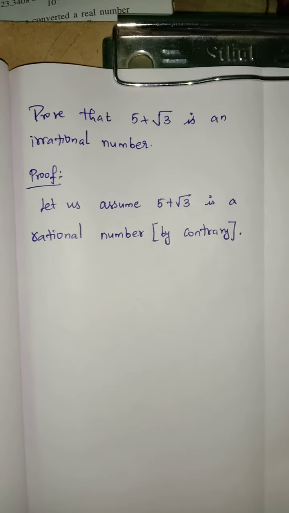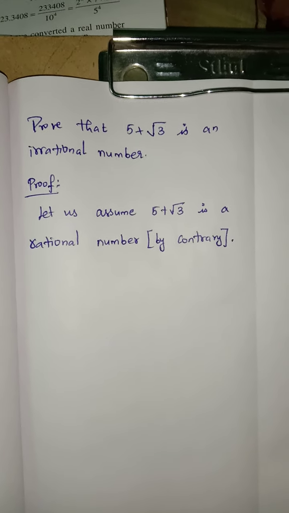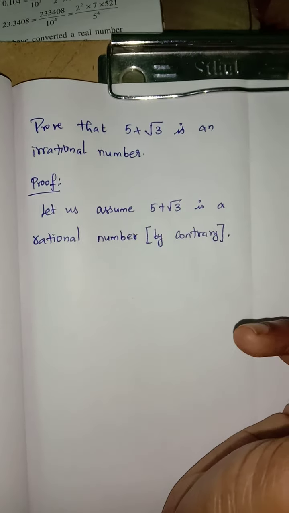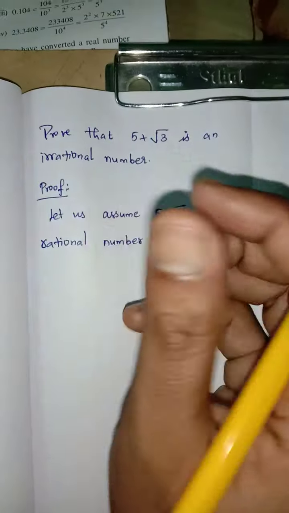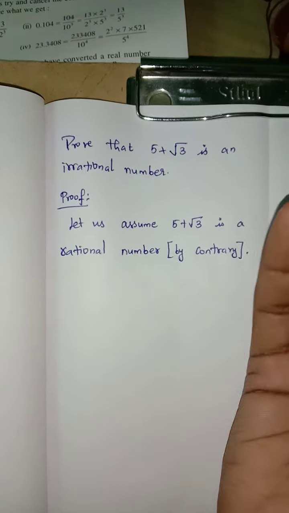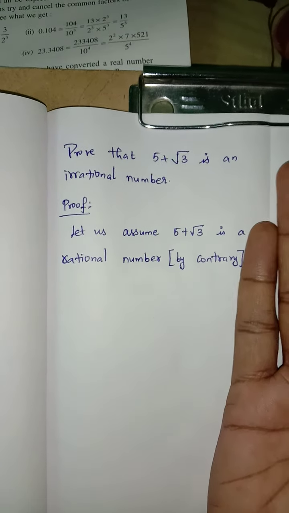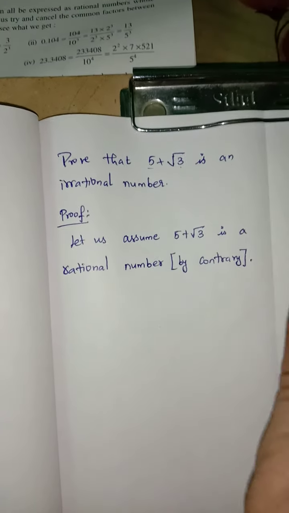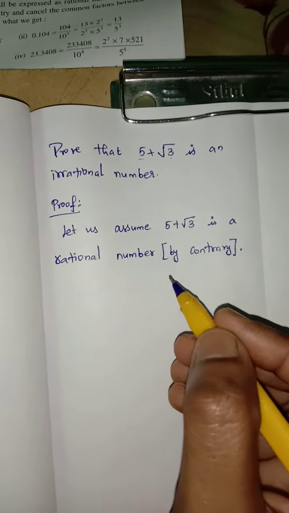Welcome, 10th standard. We are going to prove that the given number is an irrational number through this video. There are different types of numbers like this. We are going to see how these numbers are irrational. So it is an irrational number that we know, but we want to prove it as an irrational number.